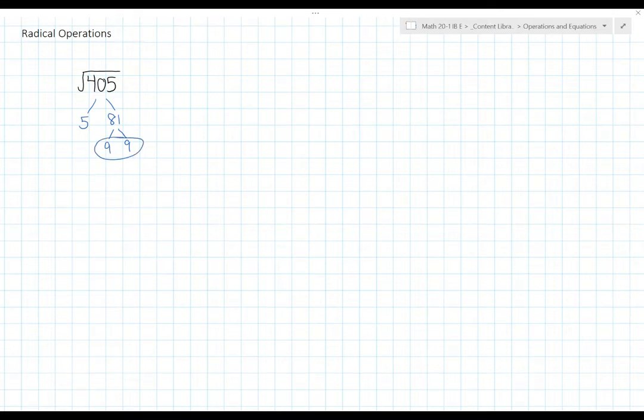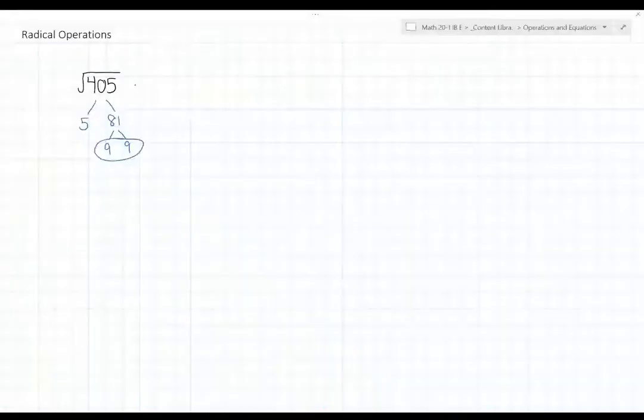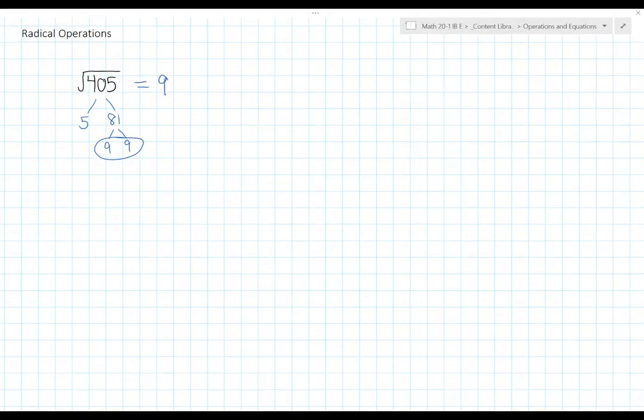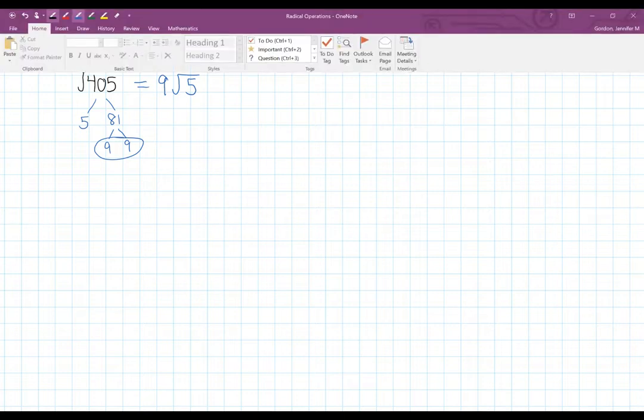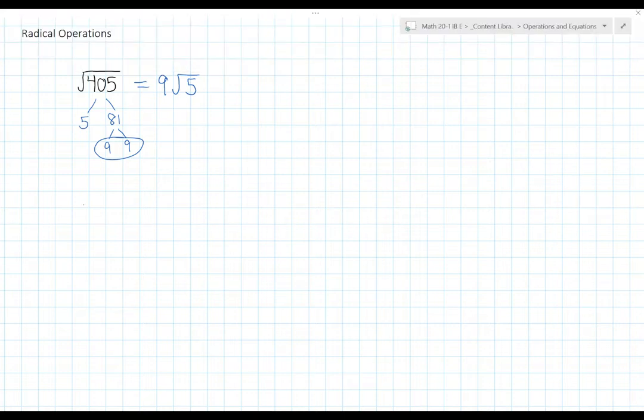Because this is therefore the square root of 81 times the square root of 5. The square root of 81 is 9, times the square root of 5. So that's a simplified form of this radical. We deal with that simplified form largely so that we can simplify more complicated expressions.